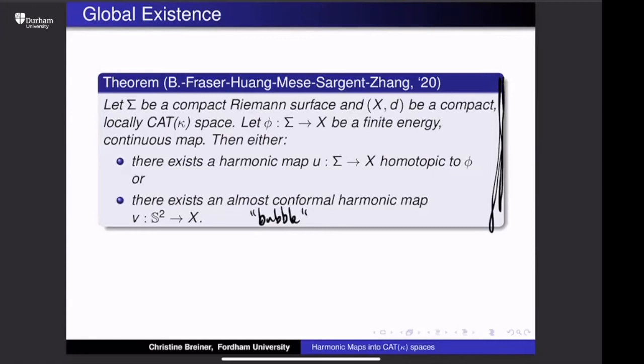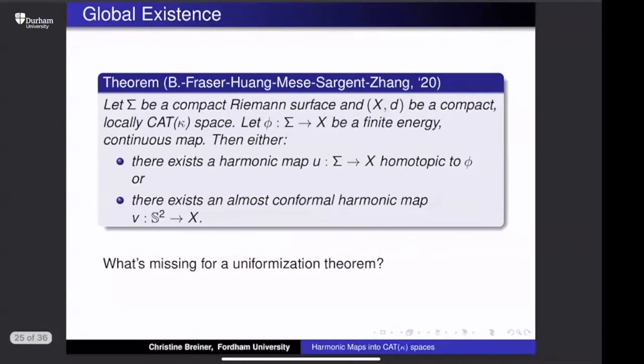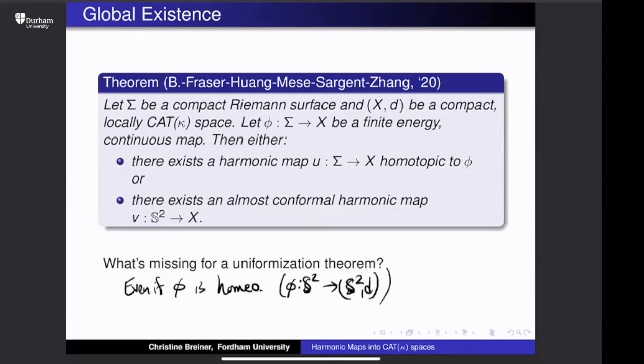And you might say, well, you have now an almost conformal harmonic map from the two sphere if X is the two sphere. So what are you missing? What's missing to just do a uniformization theorem at this point? So let me point out that even if phi is a homeomorphism, taking S2 to something that's homeomorphic to S2, right? Even if we have a homeomorphism, there's no guarantee the bubble is even degree 1.